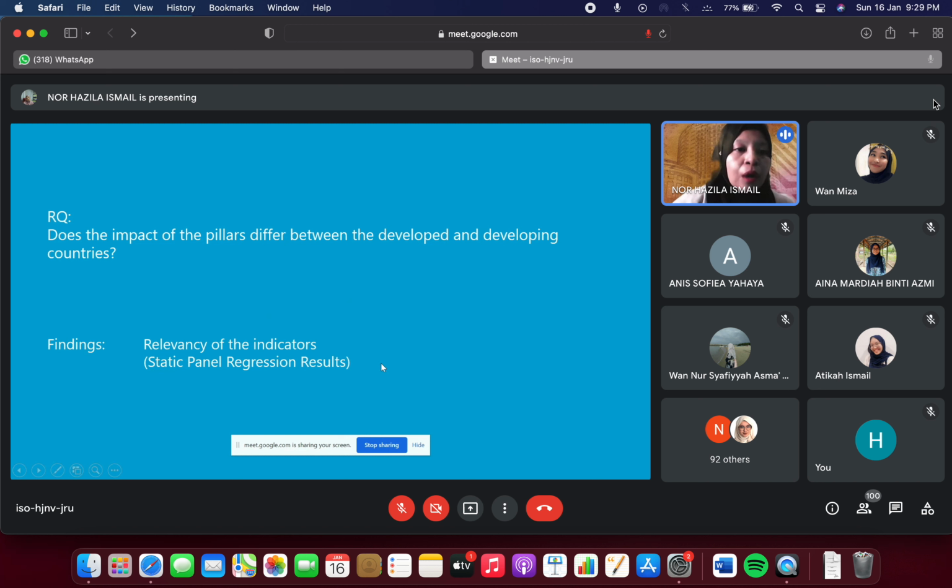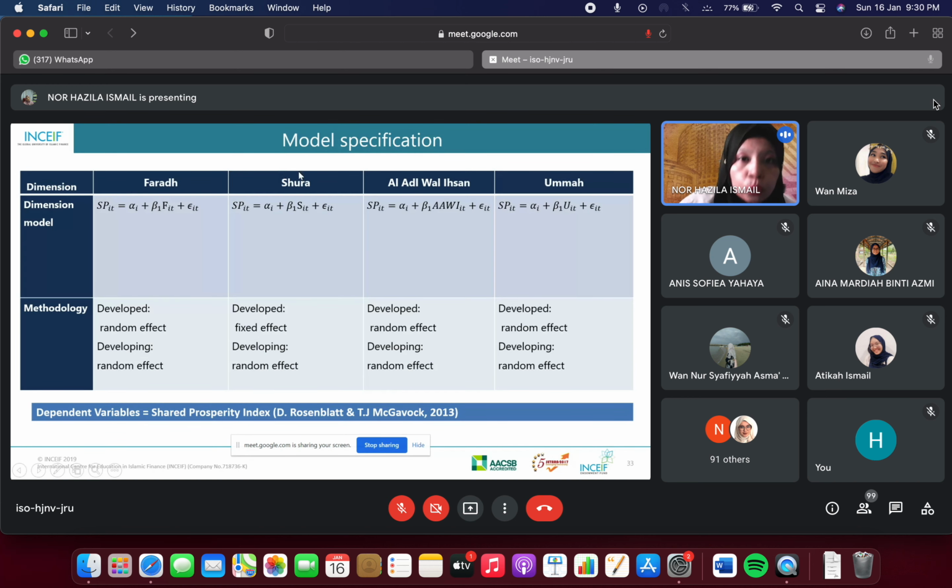Okay, this is an example of how you should present. Again, only a sample. You can write back your research question, and then you just give them the finding, the relevancy of the indicators. Contoh, model I ada 4 model. Might be you ada 2 model, and then methodology you panel. So maksudnya which one that being used. So for developed country, random effect is the one that being chosen. For developing country also random effect. Your level you boleh lah, yang kat sini you beritahu macam biasa lah.